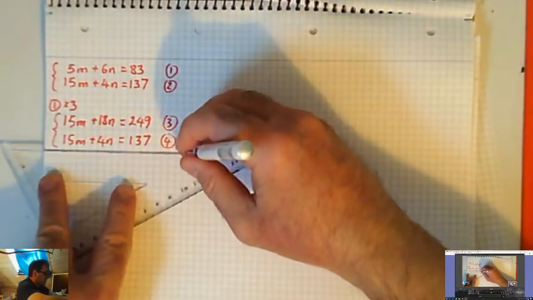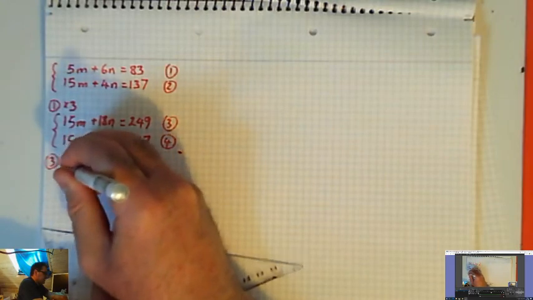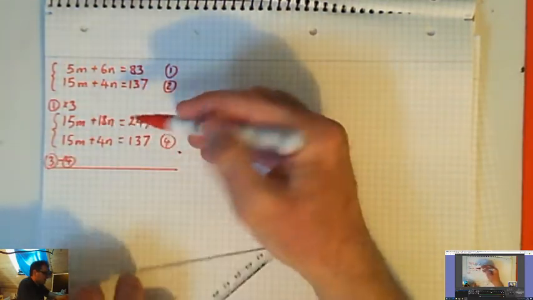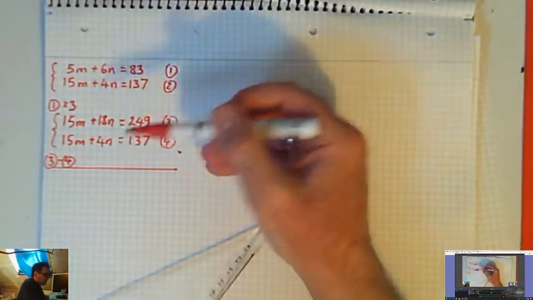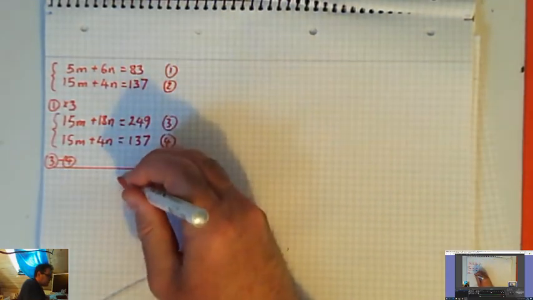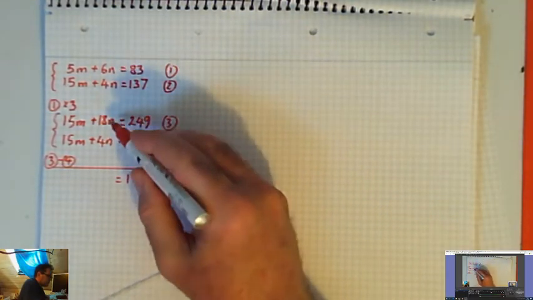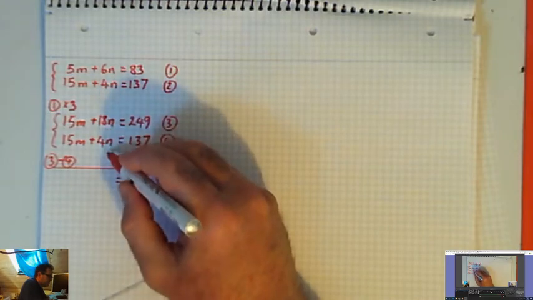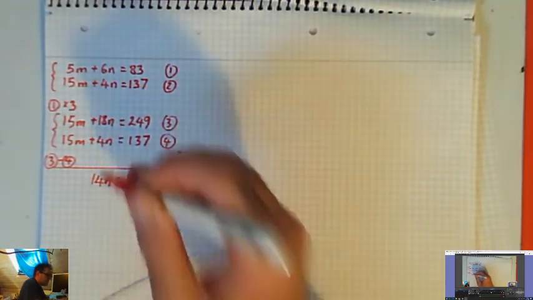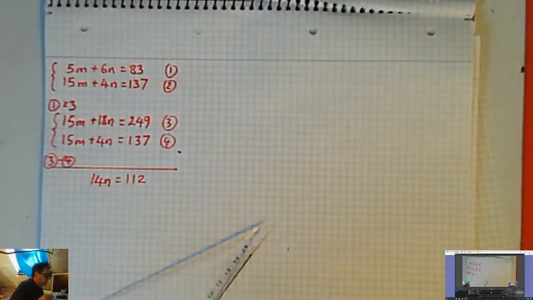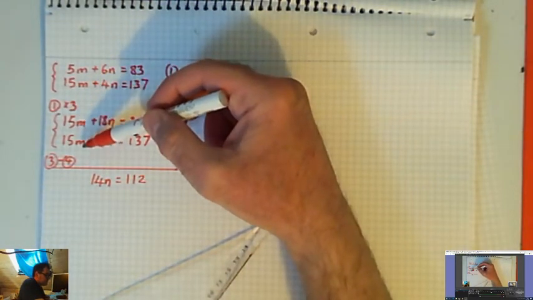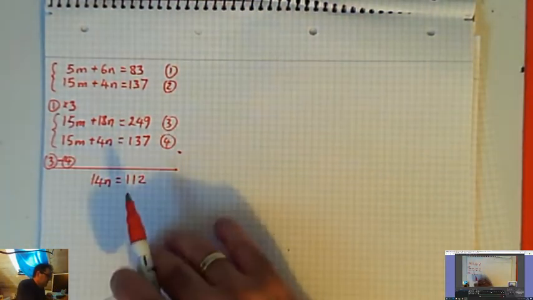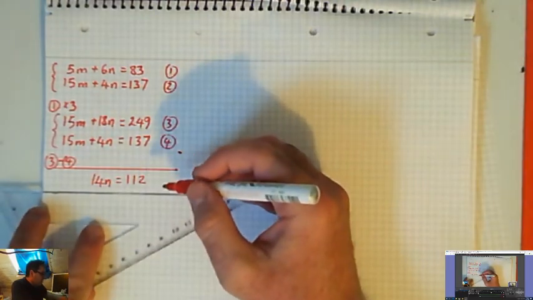So I can do everything in equation 3 take away everything in equation 4, because I've got bigger numbers on the top than on the bottom. So 249 minus 137 is 112. 18n minus 4n is going to give me 14n. And then 15m minus 15m is just going to disappear. So we've eliminated the m's and we've reduced it to one equation in one unknown.